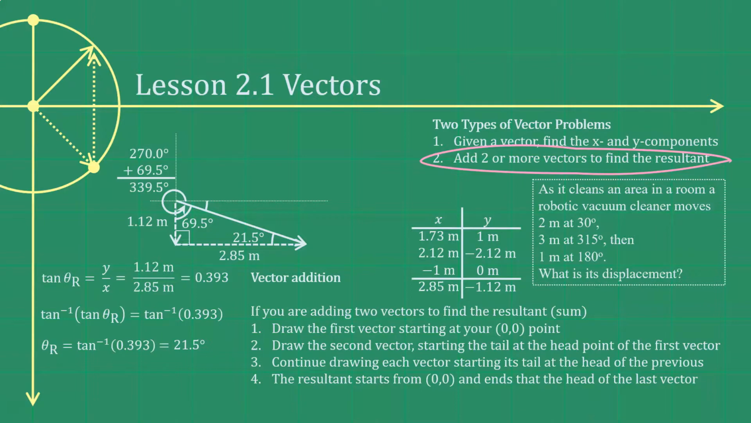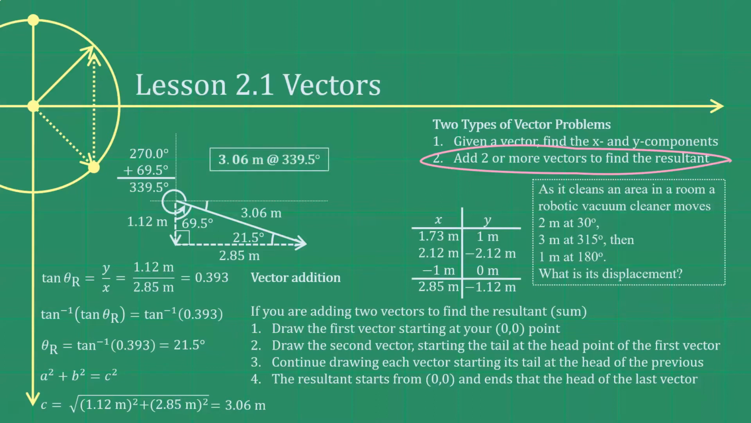But that's only one of the pieces of information I need. I also need the length, the magnitude of the vector. And to find that, I'm just going to use a squared plus b squared equals c squared, the Pythagorean theorem. So when I solve this, it's going to be c equal to the square root of 1.12 squared plus 2.85 squared, or 3.06 meters. And my final report for the magnitude and direction of this vector is going to look like this: 3.06 meters at 339.5 degrees. That's how I would state the final displacement of this robotic vacuum cleaner in vector form.